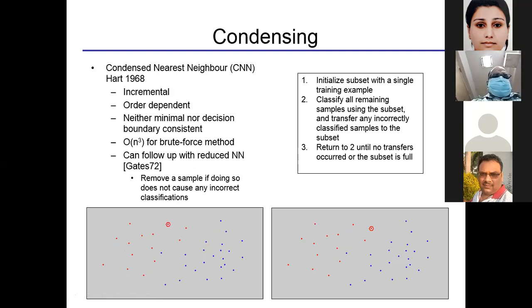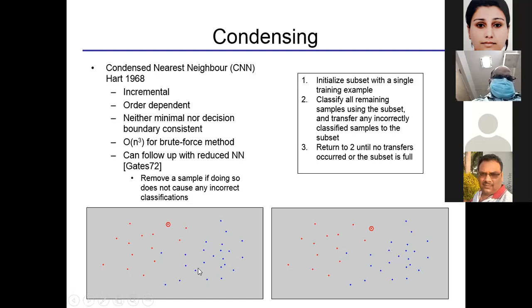Now suppose this is a condensing nearest neighbor. As I told you, in condensing we initially start with a single training example, and then we go on increasing the samples. If a sample is not correctly classified, we remove it and repeat the step. We take a new data point and check again. In this manner, the CNN will work.